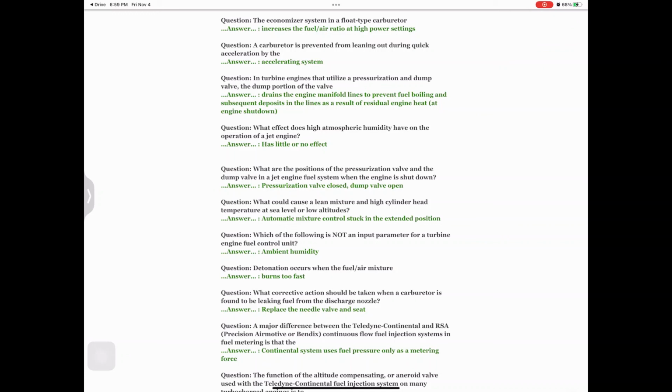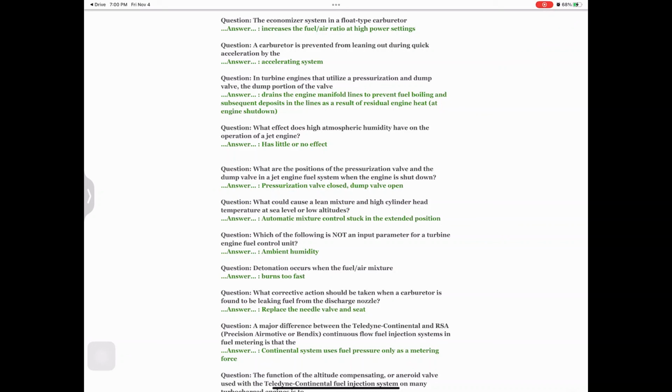Question: Which of the following is not an input parameter for a turbine engine fuel control unit? Answer: Ambient humidity. Question: Detonation occurs when the fuel-air mixture, answer, burns too fast. Question: What corrective action should be taken when a carburetor is found to be leaking fuel from the discharge nozzle? Answer: Replace the needle valve and seat.